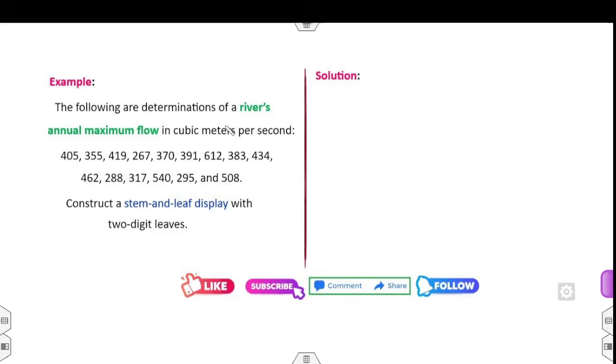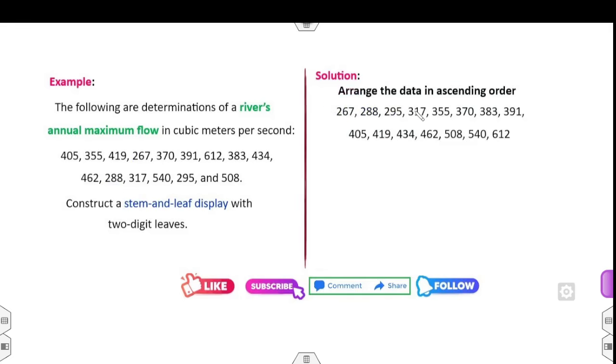The following is the information related to the river annual flow. Construct the stem and leaf display. So you first arrange the data in ascending order. What is the smallest number? 267. The next smallest number will be 288. And so on. So you have to write the data in this form. Now you can write it as a stem and leaf.